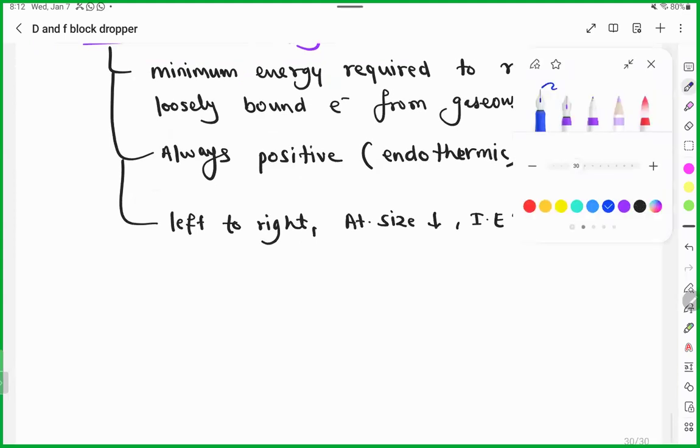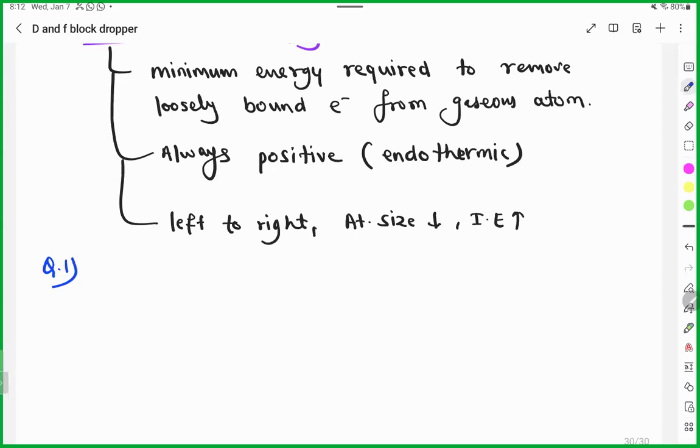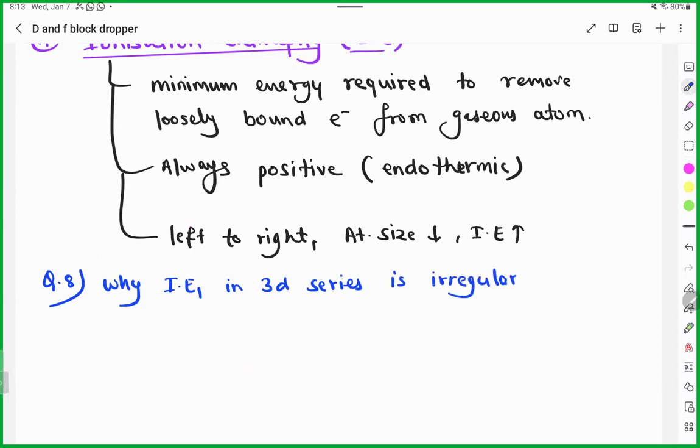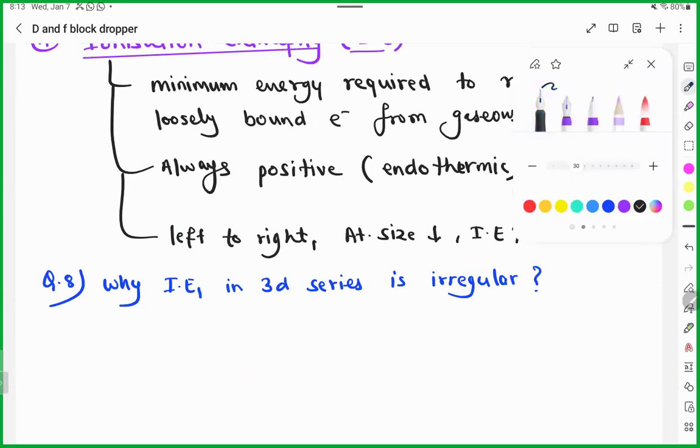Next, Barinder, shall I mention the number of the question, 8? Barinder, why is first ionization enthalpy in 3D series irregular? Why is first ionization enthalpy in 3D series irregular? I'm not sure, sir.